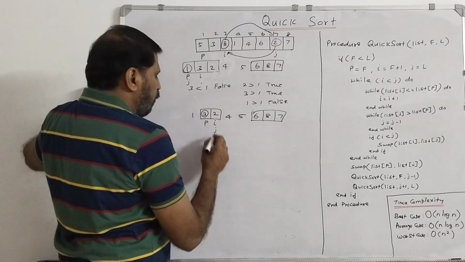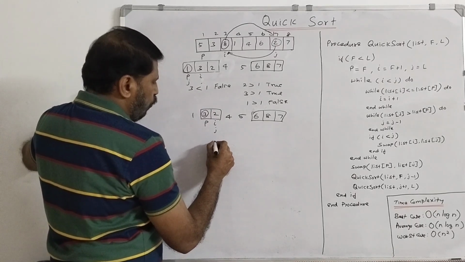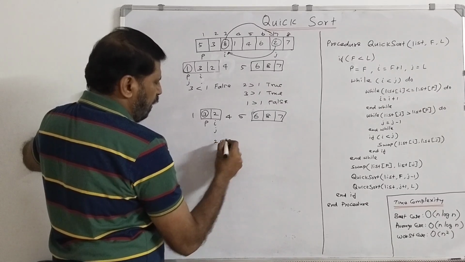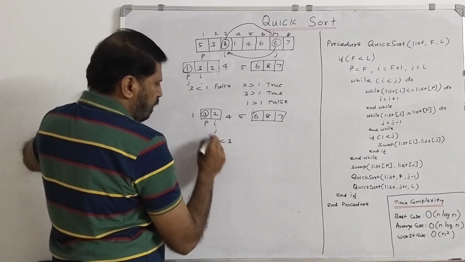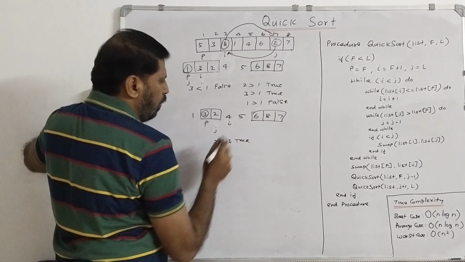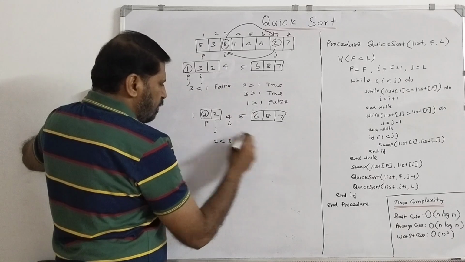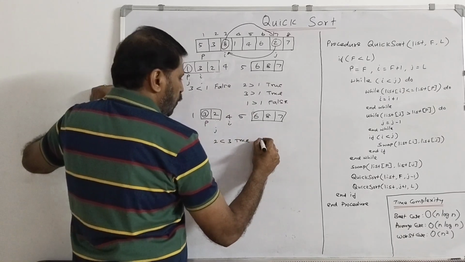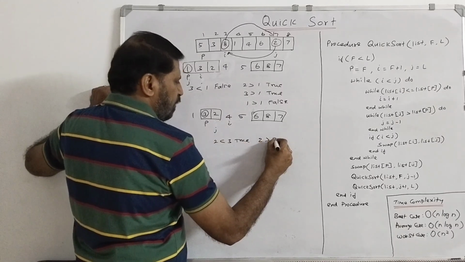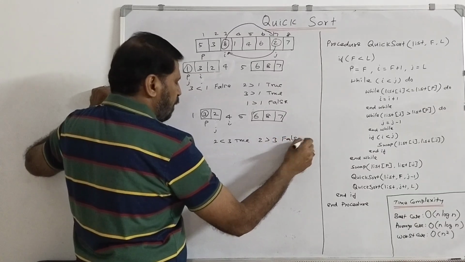So now we have to check. 2 is less than 3. What is the condition? 2 less than 3, condition true. True means I is incremented by 1. I goes beyond the limit, so we are unable to continue. Now we take j. What is the j value? J value is 2. 2 is greater than 3. Condition false. False means what do we do?